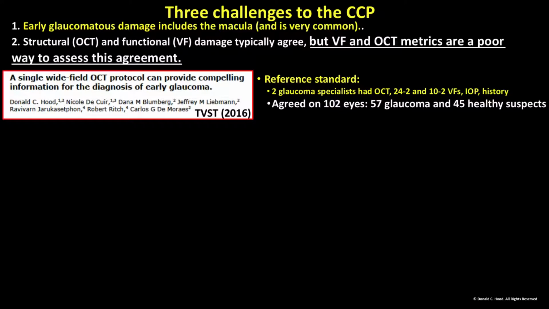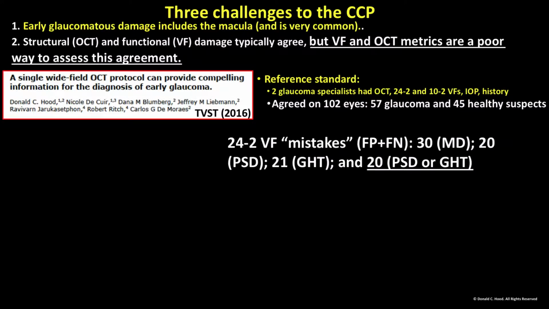So let's return to the study I already mentioned. There actually were 102 eyes. In addition to the 57 eyes judged glaucomatous by our specialists, 45 were judged to be healthy suspects. Suspects because many of them had abnormal discs, or at least funny-looking discs, tilted or whatever. The 24-2 mistakes, and again I put mistakes in quotes because we don't have a gold standard, it's a reference standard, but that is the false positives plus the false negatives out of 102 based on our reference standard.